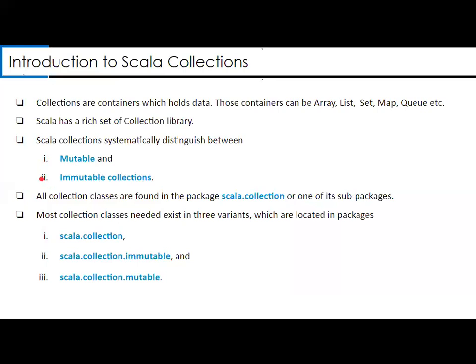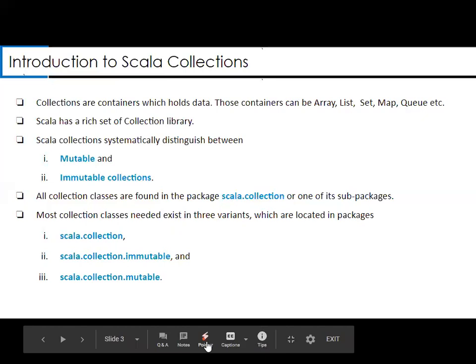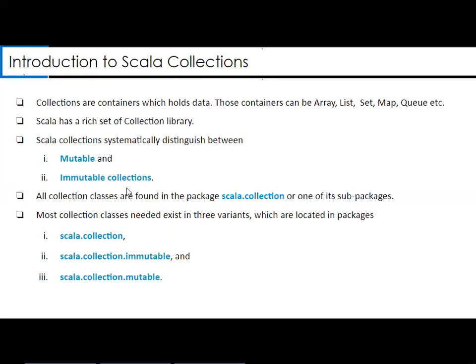All collection classes are found under the base package, which we call Scala.collection. This is very important. All the collection related classes are found in a package called Scala.collection, or one of its sub packages. So the base package of all the collections is Scala.collection. Most of the collection classes needed exist in three variants. I told you that there are basically two types of collections: mutable collections and immutable collections.